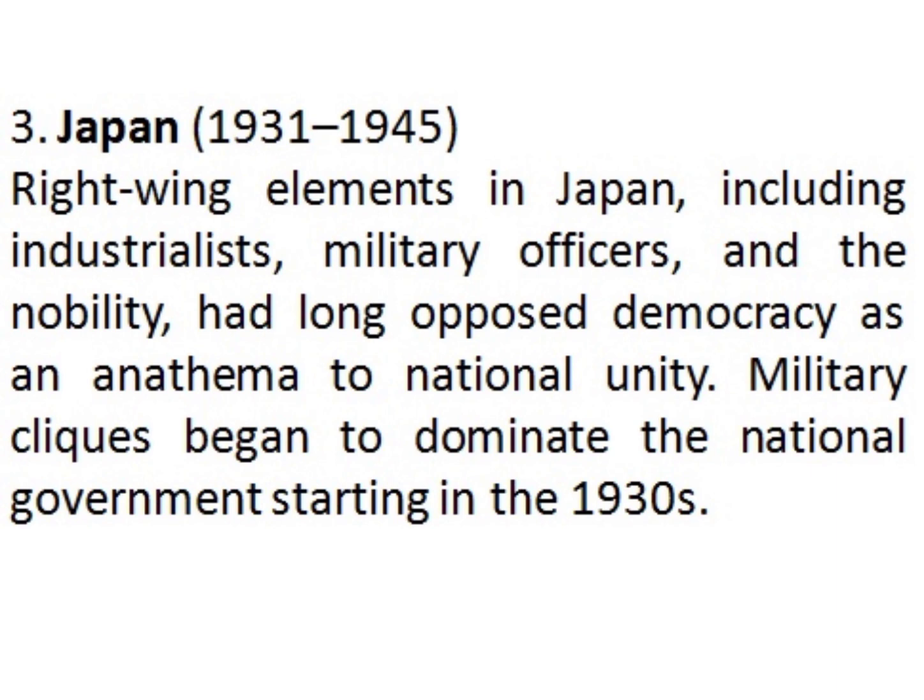Right-wing elements in Japan, including industrialists, military officers, and the nobility, had long opposed democracy as an anathema to national unity. Military cliques began to dominate the national government starting in the 1930s.